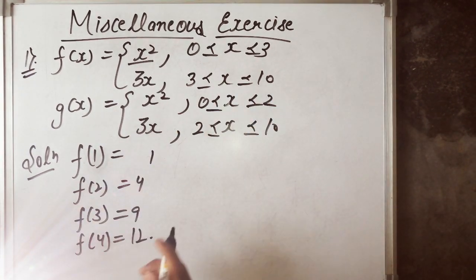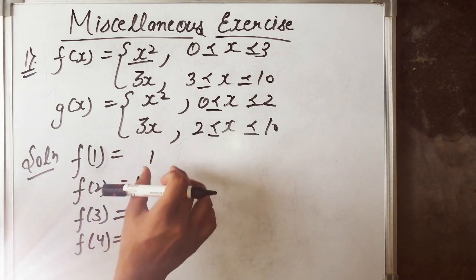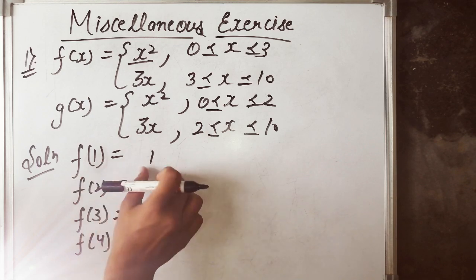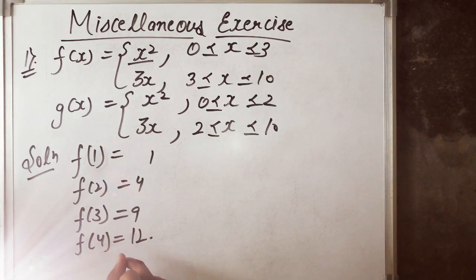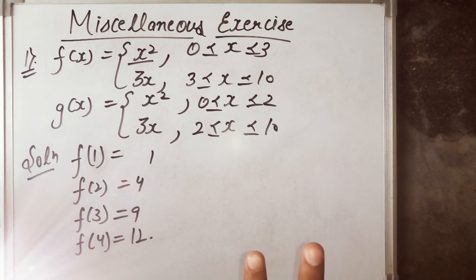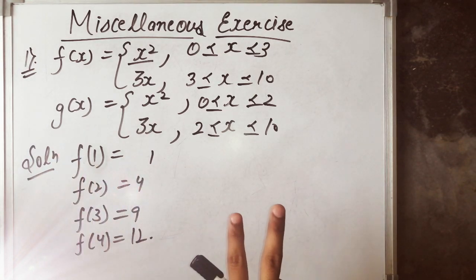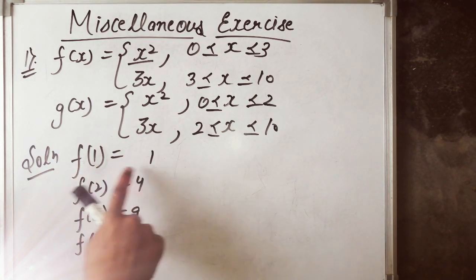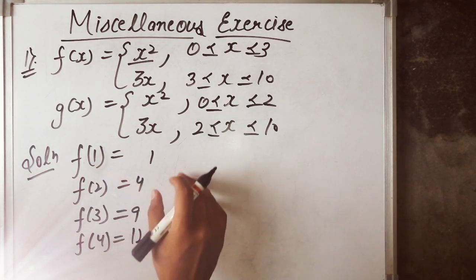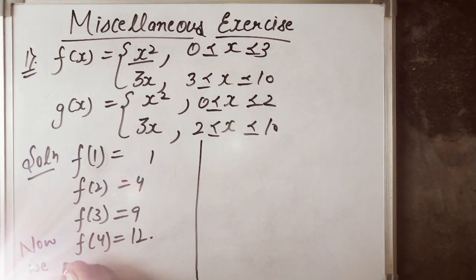From here we can say that these elements have distinct values. For example, 1 has 1, 2 has 4, 3 has 9, 4 has 12. There is no value which is repeated once again. There is no element which has two images. For example, 1 is 1, and if there were two images of 1, for example 1 and 4, then this would not be a function. So we can say that this is a function.